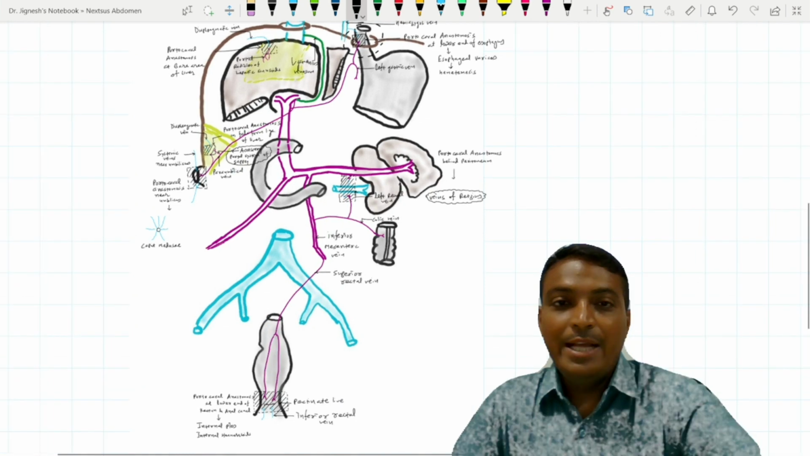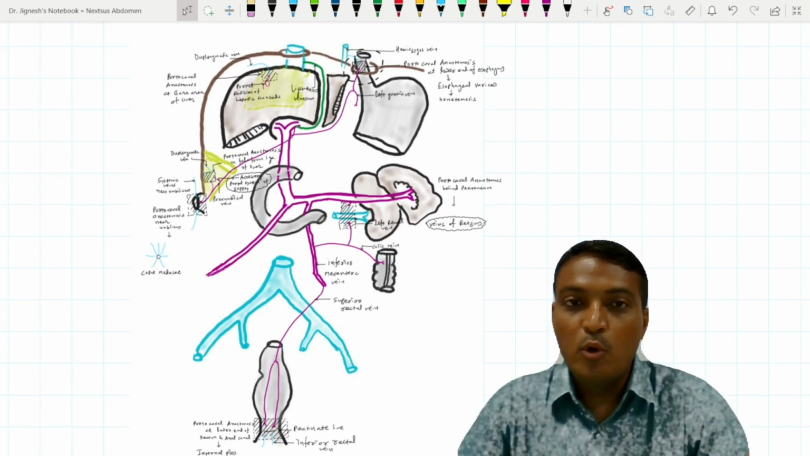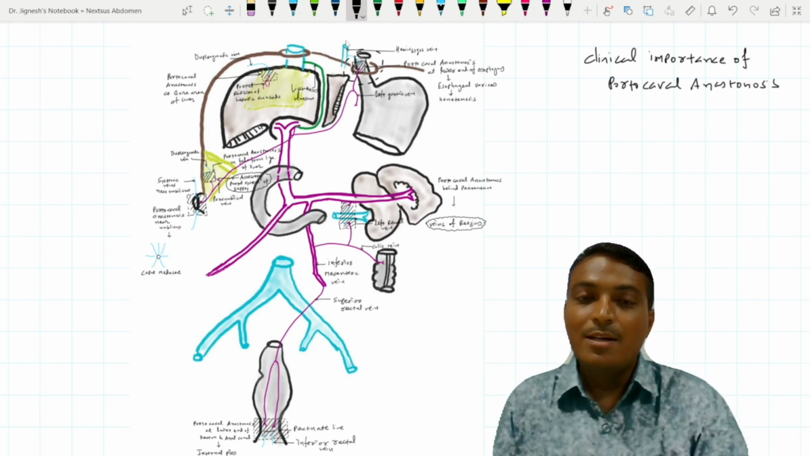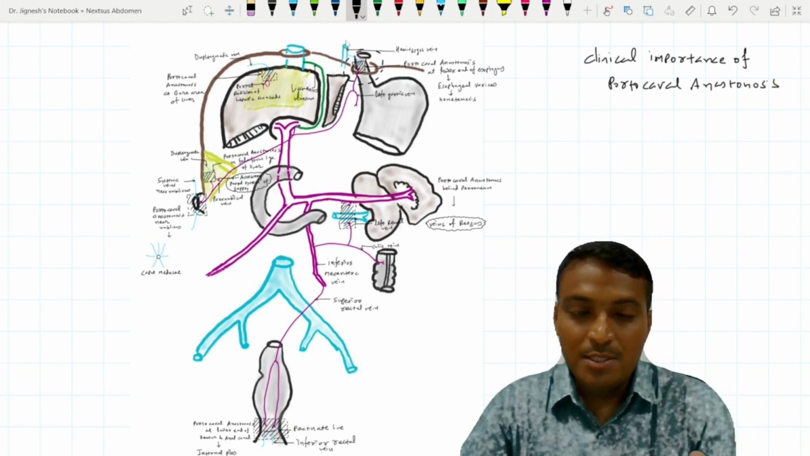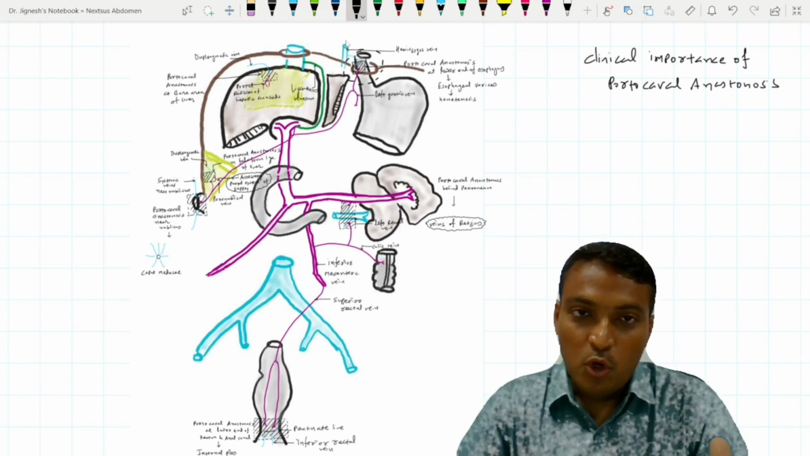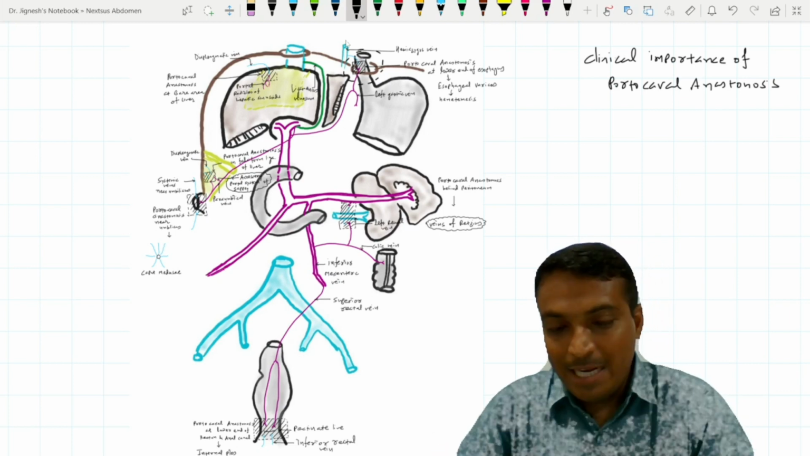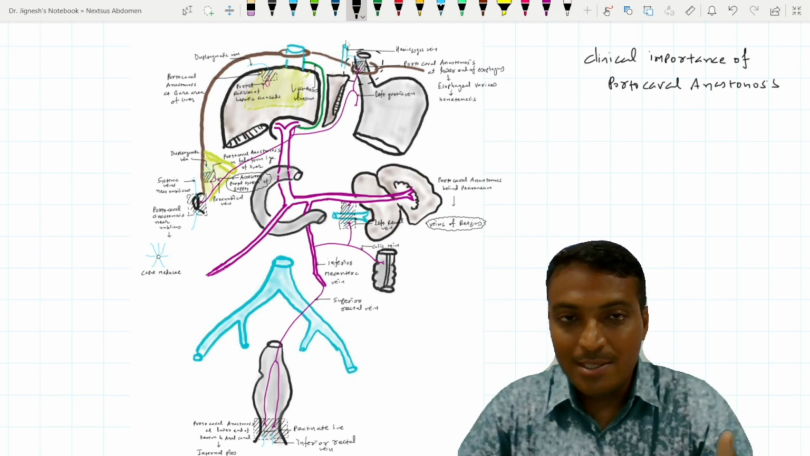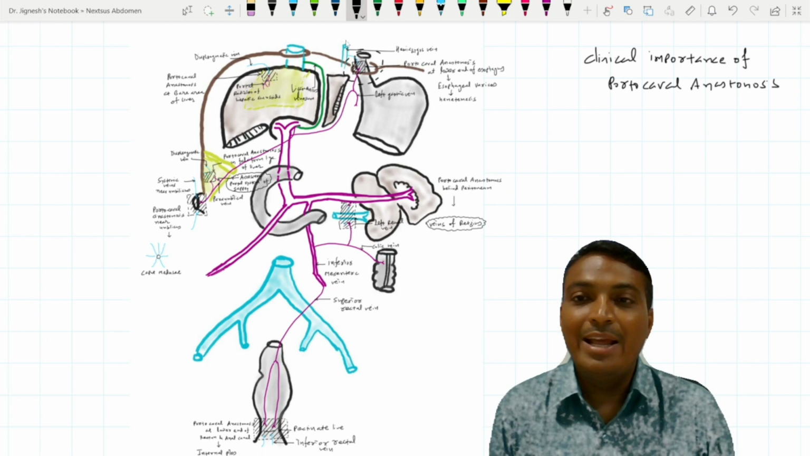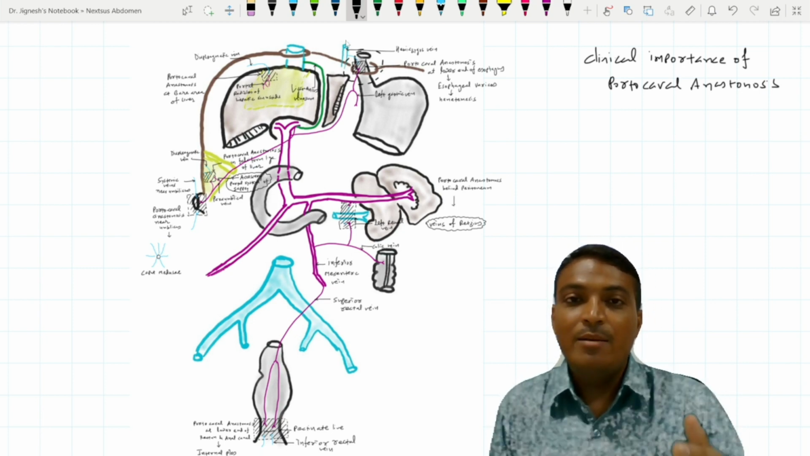Now, after understanding the portocaval anastomosis at the different sites of the body, we have to understand its clinical importance. At the time of portal hypertension or portal obstruction, there will be backflow of blood within the portal system. That backflow of blood within the portal system will lead to accumulation of fluid within the peritoneal cavity, and that is called ascites. So ascites is one of the symptoms of portal hypertension.